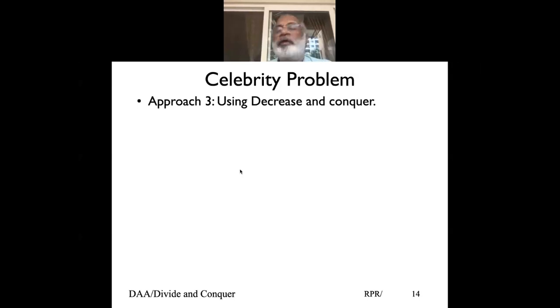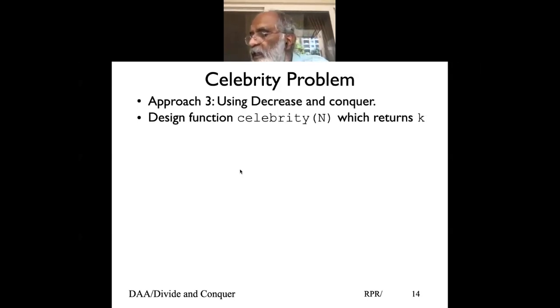Third, can you do decrease and conquer? Essentially, let's define a function celebrity(n) which returns k. That means if k is equal to n or k is non-zero, that means k is the celebrity.